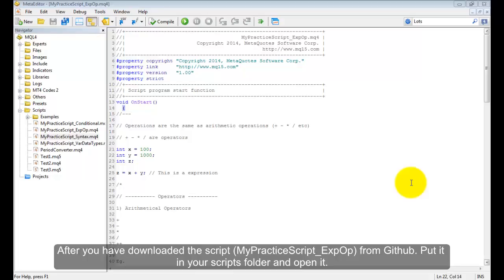After you downloaded the script, mypracticescript_expop from GitHub, put it in your scripts folder and open it.